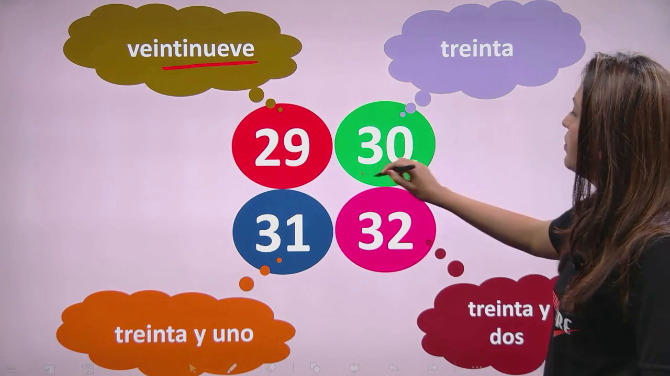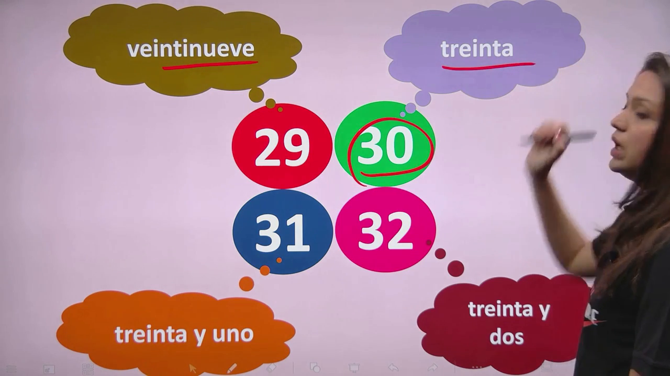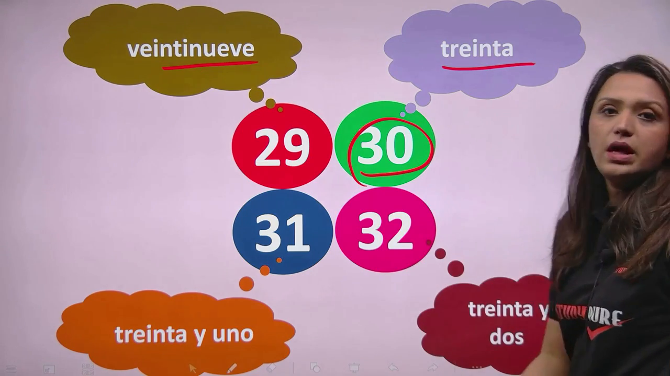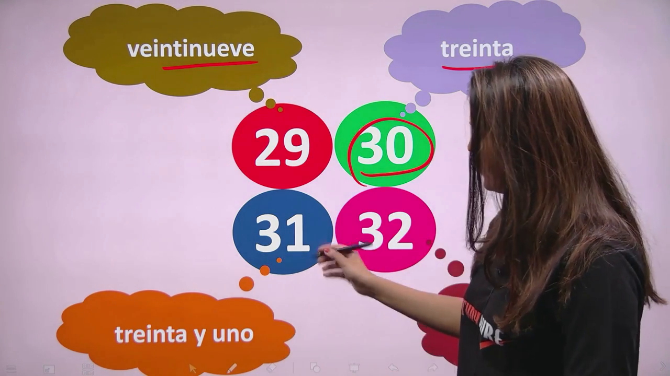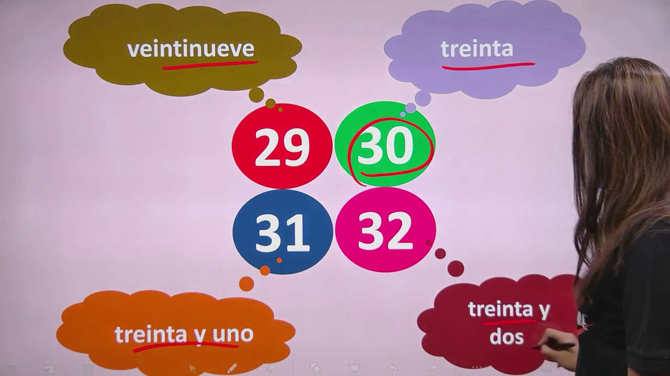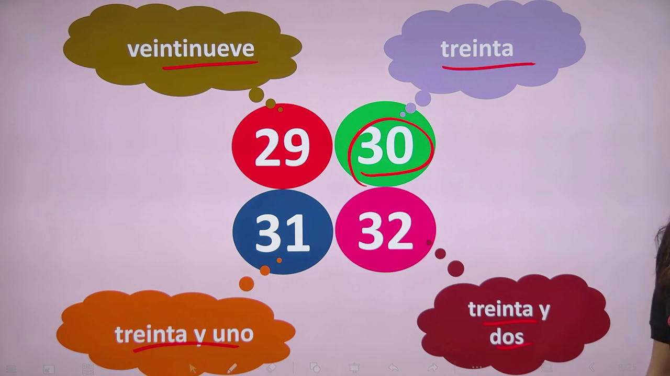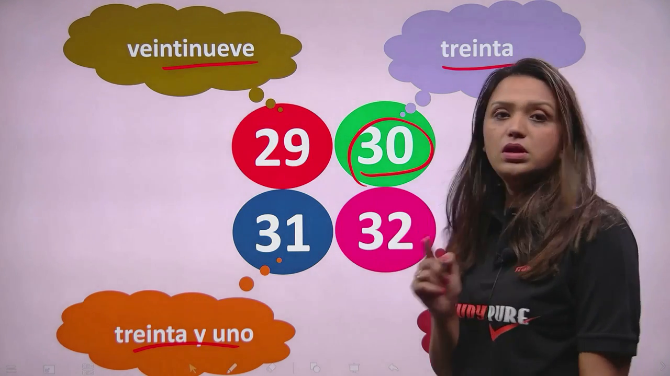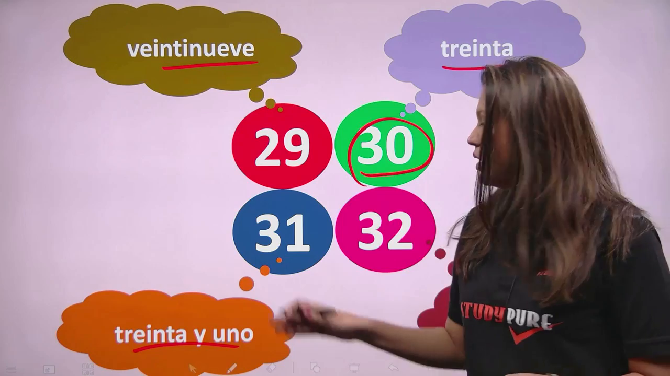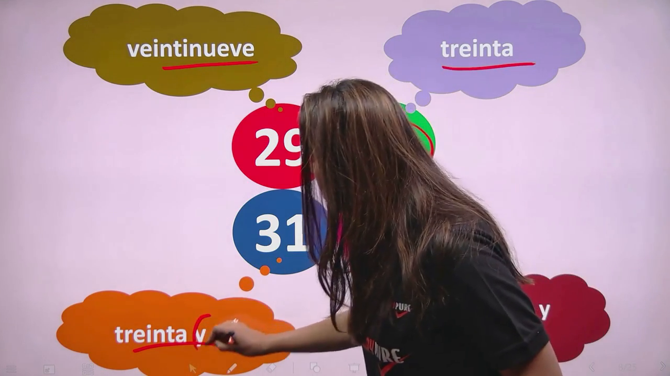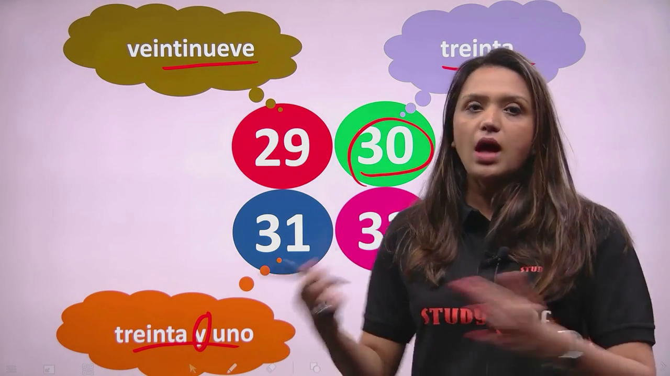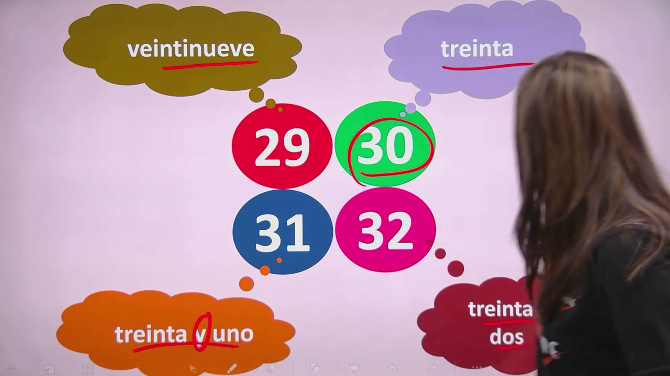And then we have number 30. Number 30 is called treinta. So the 30s line will begin with treinta. So, treinta y uno, that's number 31. Treinta y dos, that's number 32. The important thing to note here is that when we are starting the numbers from 30s till 100, we always have a Y in the middle. So that's treinta y uno, treinta y dos, treinta y tres. So 31, 32.